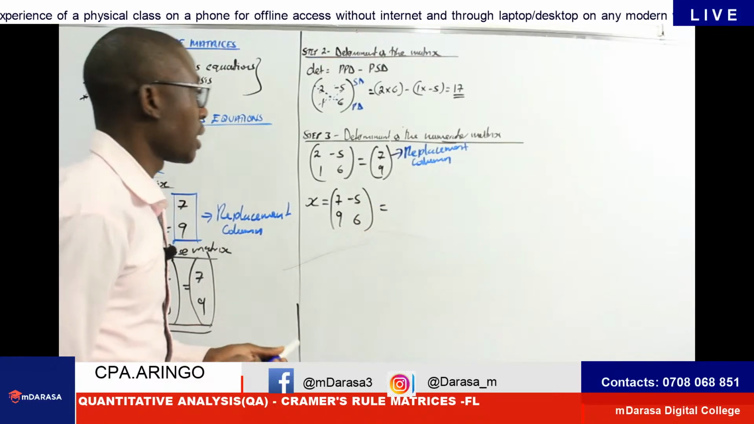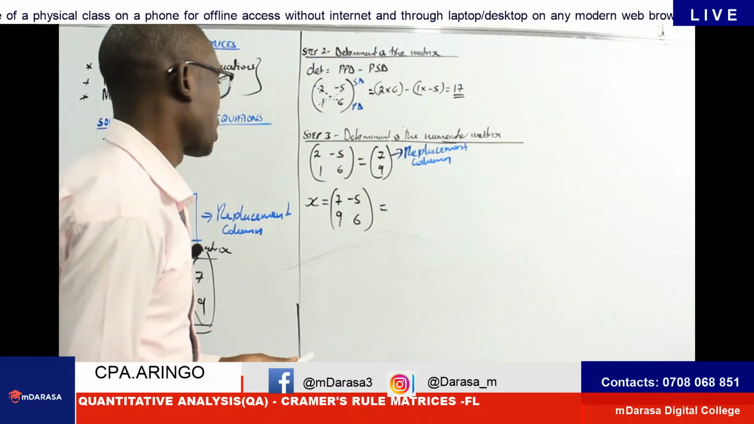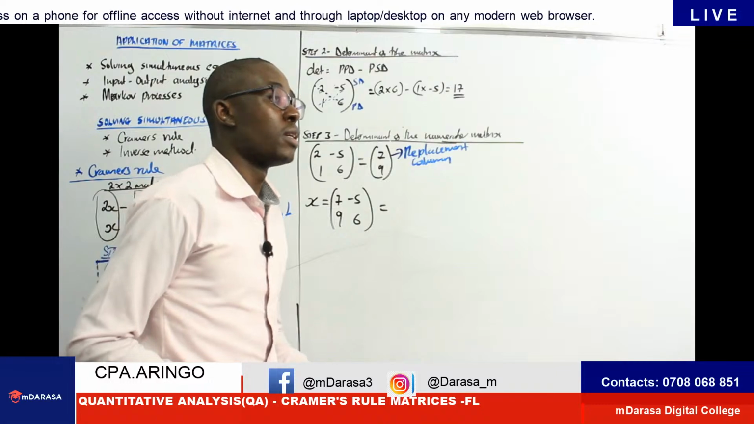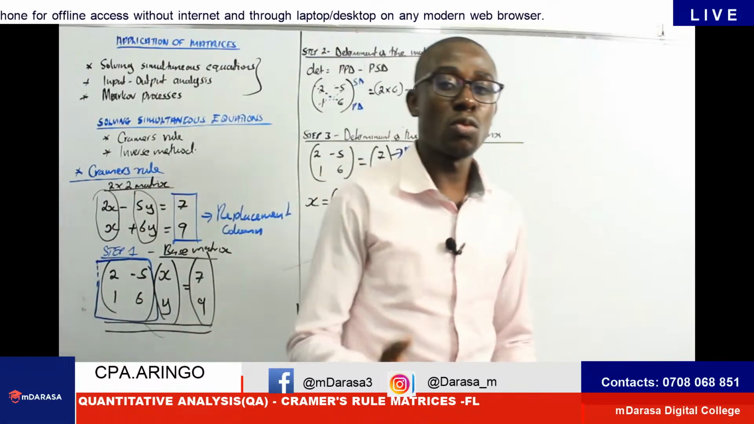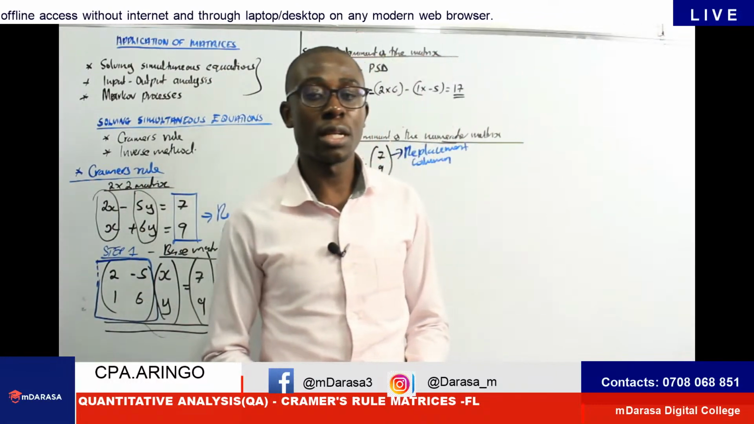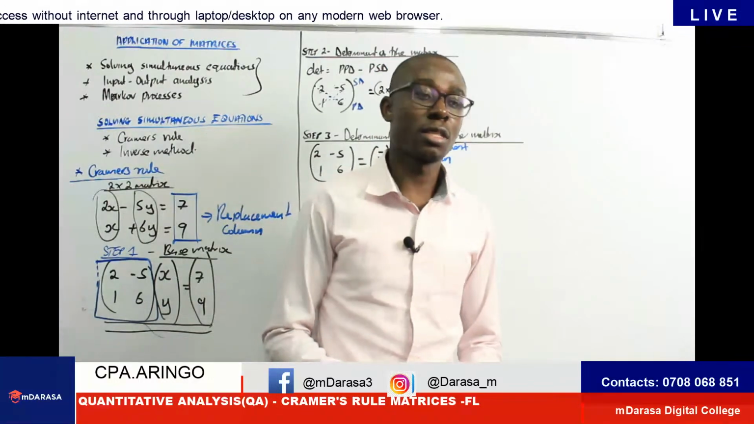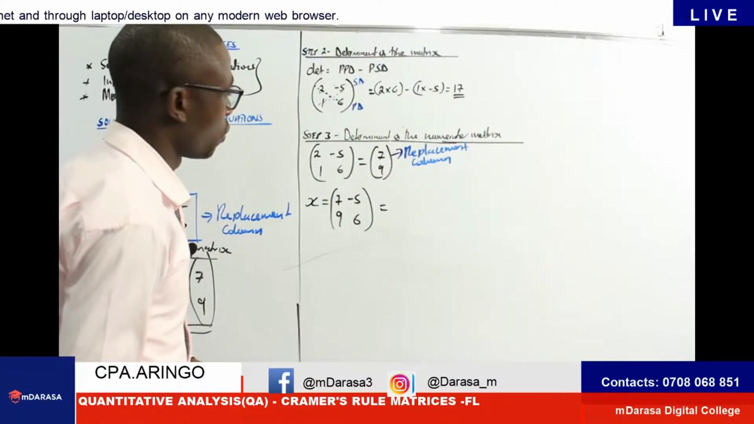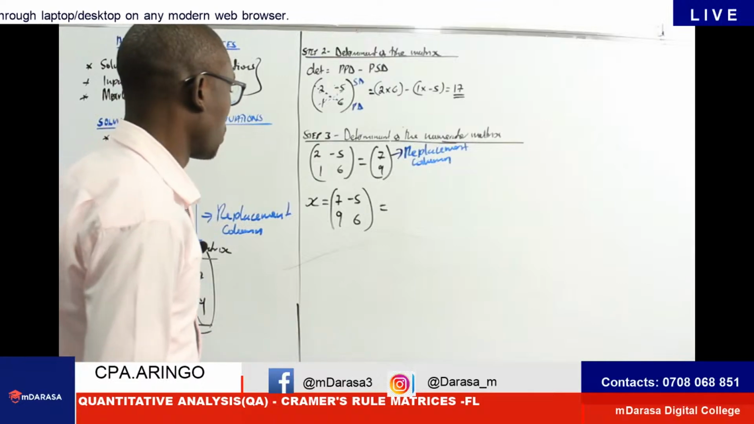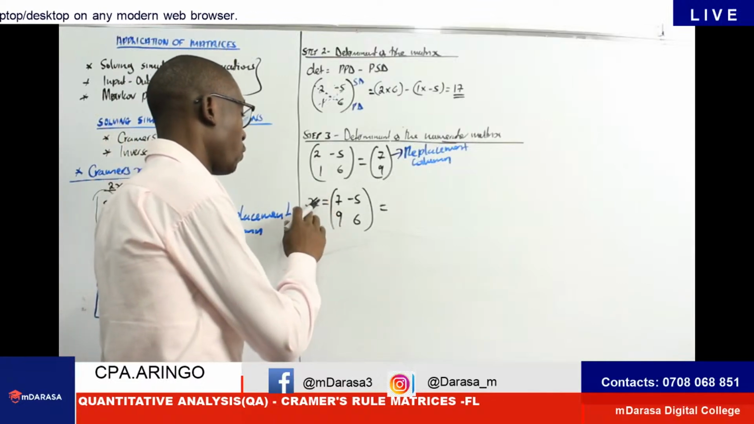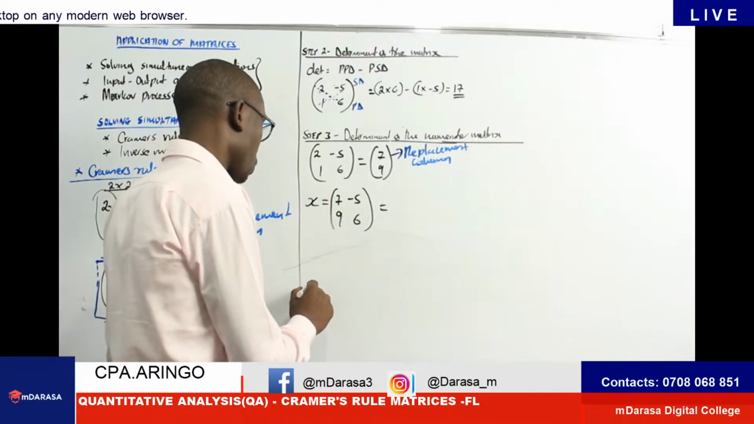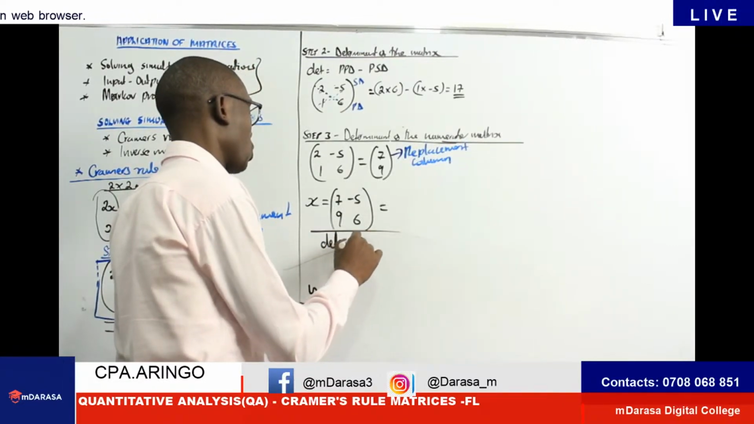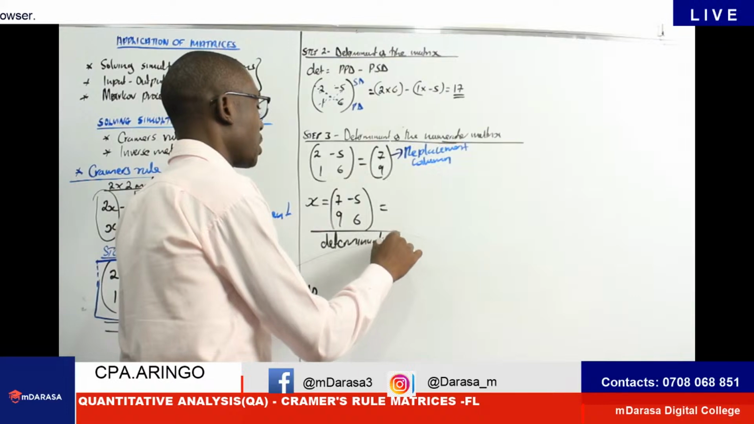So the determinant of this numerator matrix, which at the end of the day, of course, you know very well that Cramer's rule will have the determinant of the numerator matrix divided by the determinant of the base matrix. So let us determine this determinant of the numerator matrix. To determine it, of course, you can do it for x and y, so that at the end of the day, we are going to divide this by the determinant of the base.